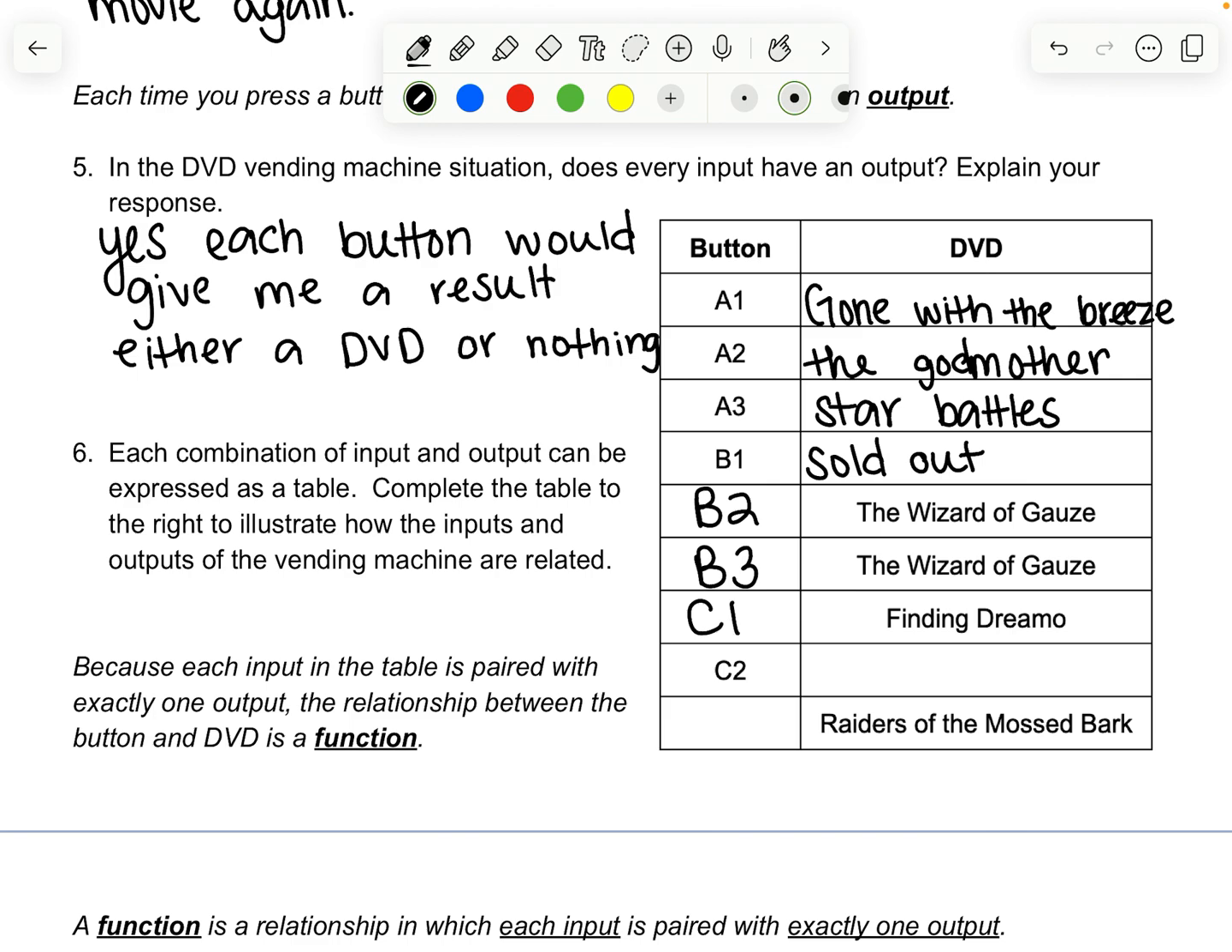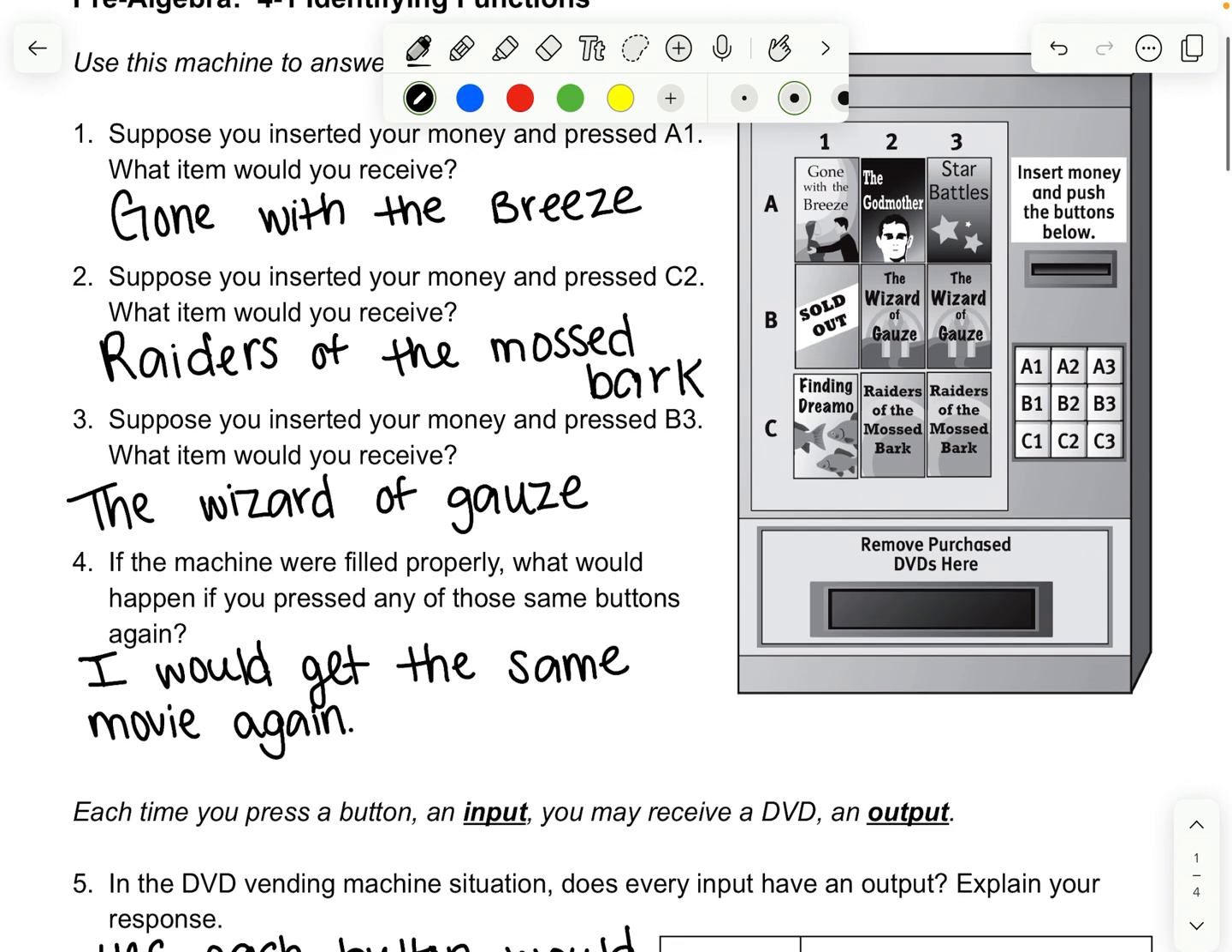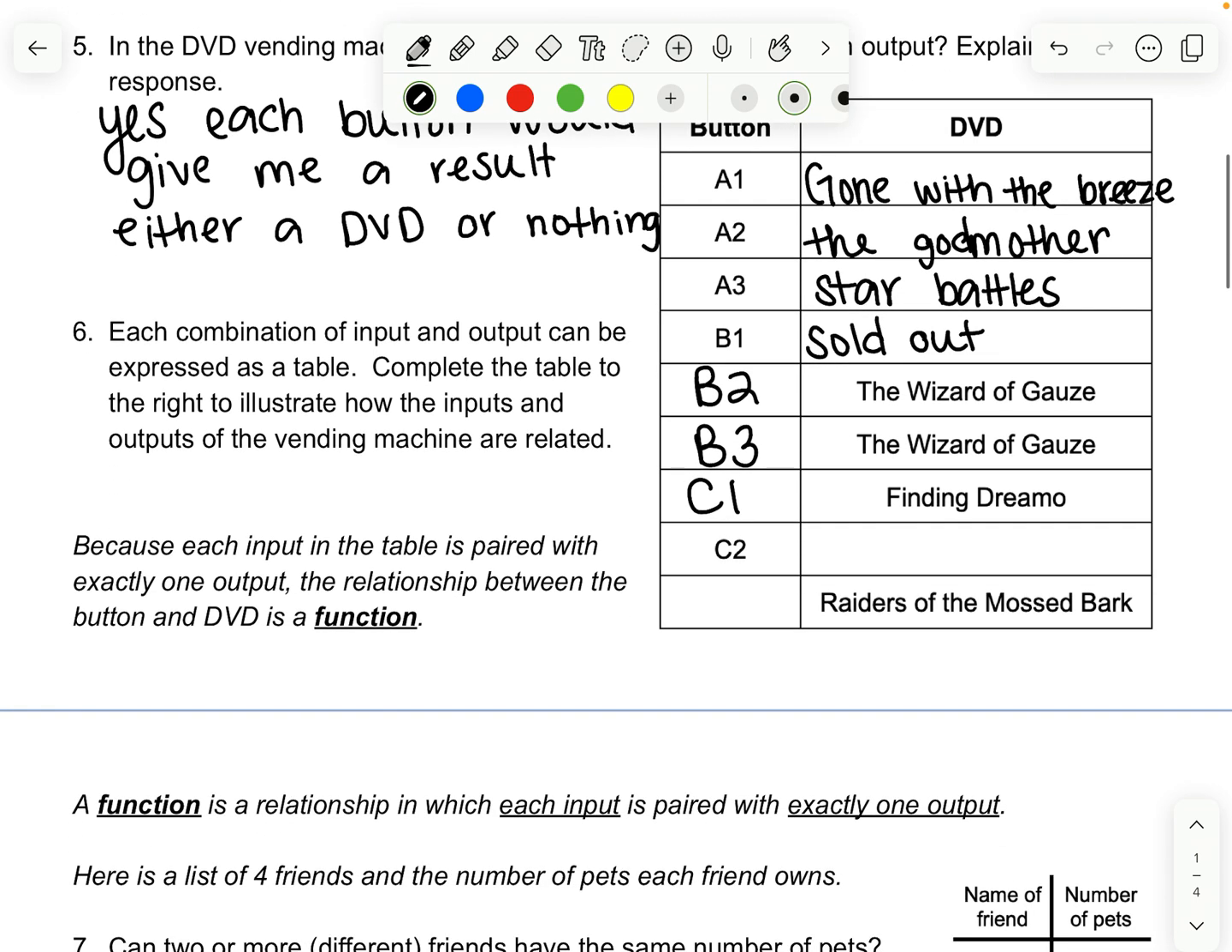For C2, it looks like we would push C2 to receive Raiders of the Lost Ark. And it would look like I would also push C3 to have Raiders of the Lost Ark. I'm just going to put NB for mossed bark since I do not have enough room. And then lastly, I'm going to fill in C3.